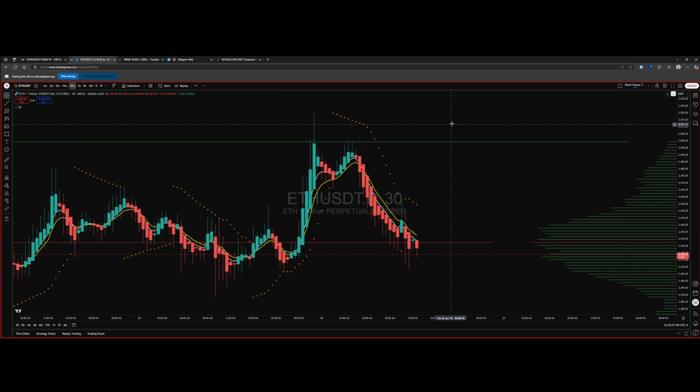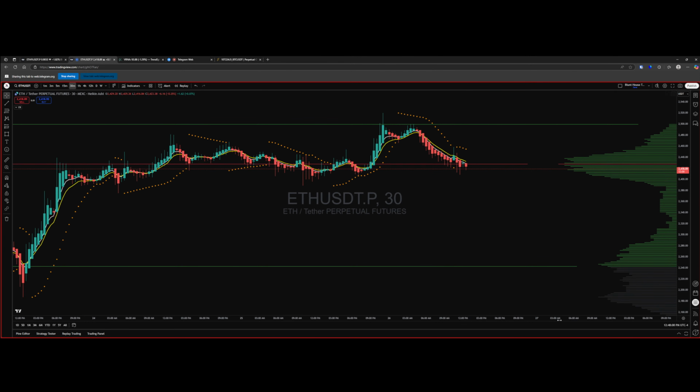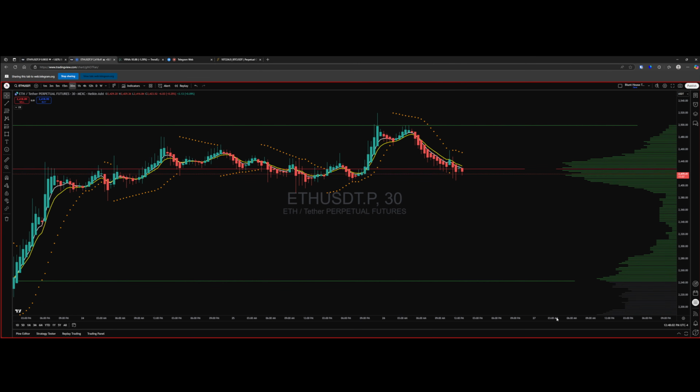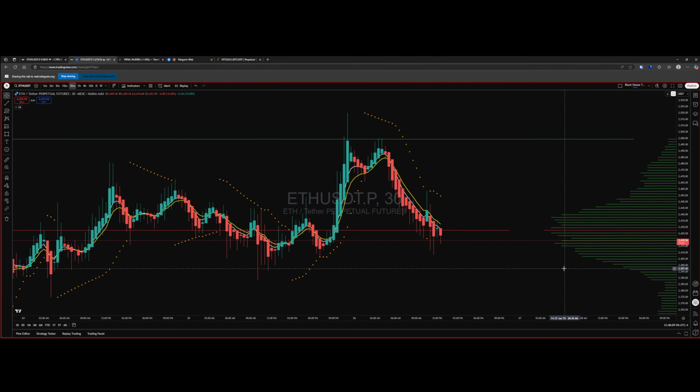Okay. Right? So the yellow dots that we're seeing, that's the parabolics. That's correct. Stop and reverse levels, that's what they are. Is that an indicator, or is that just... Yep. Oh, okay, cool. You'll find it in your list.